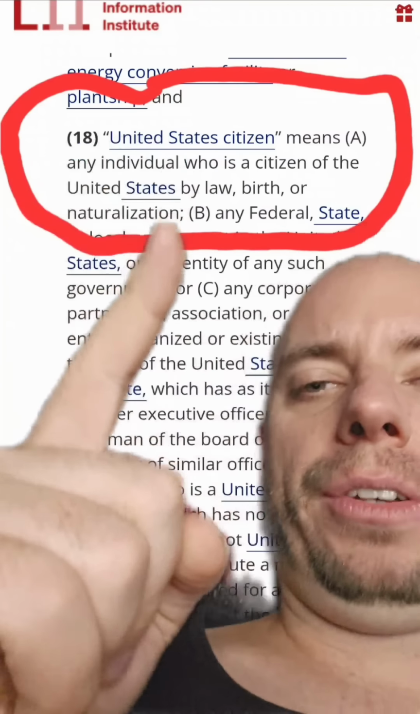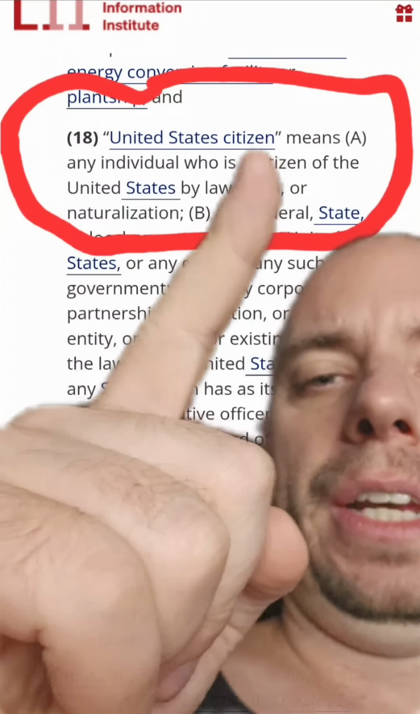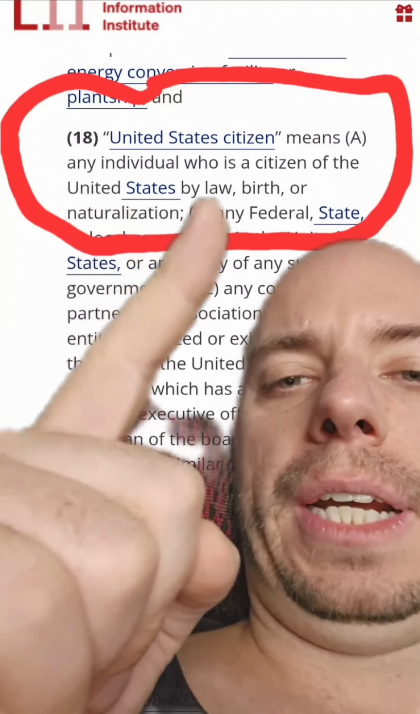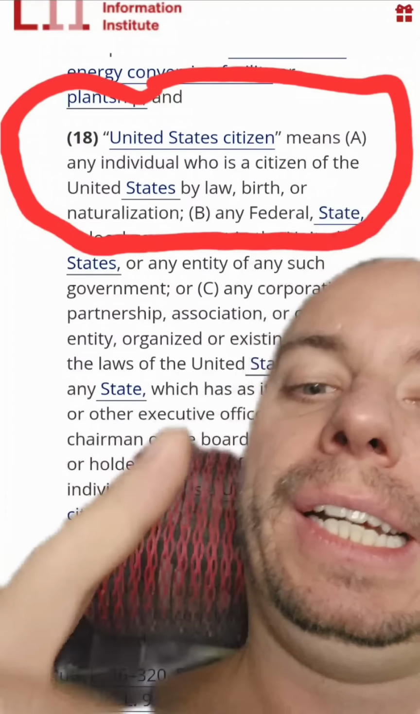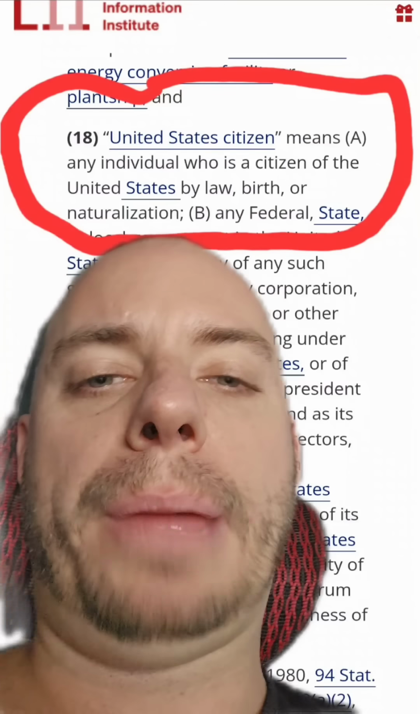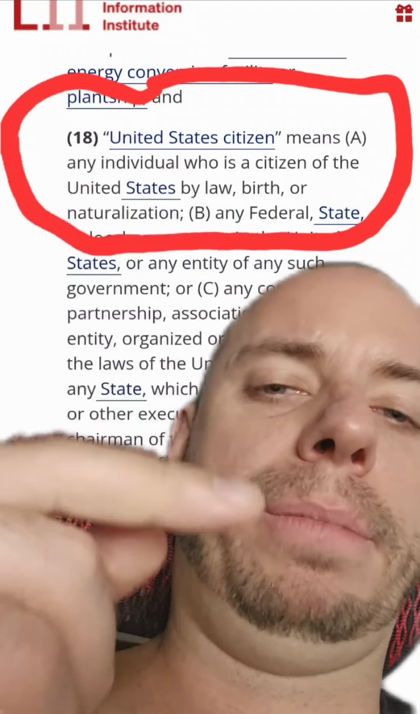We're going to scroll down to subsection 18 and look at the definition of United States citizen. It means an individual who is a citizen of the United States by law, birth, or naturalization. Now don't forget, the definition of United States is a federal corporation located in the District of Columbia. So you've got by law, by birth, or by naturalization. Law is by contract, birth, whatever, because you're going to change your nationality based off where you currently live.